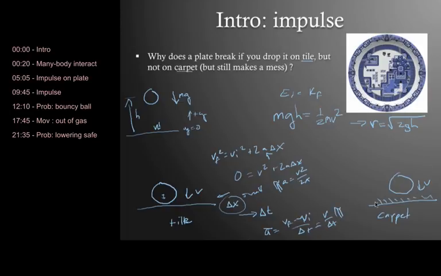For the carpet, we have a nice squishy surface here. It's going to deform a lot. We're going to have a big delta x, basically. Not very large, but much larger than here. And again, a much larger delta t. So these sorts of things, small change in time, small change in distance for slowing things down, are going to make you have a very big acceleration. And we're going to talk more about this and how it deals with impulse.